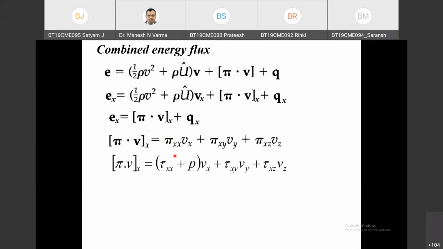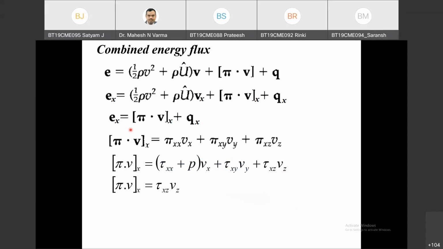using the definition of this total momentum flux, this will be a momentum flux because of viscous forces. This is because of pressure multiplied by Vx. This will be viscous forces only. Again, Vx equals 0, Vy equals 0. Only Vz is non-zero. So ultimately pi into Vx will be equal to tau xz into Vz. Okay, this will be tau xz into Vz.